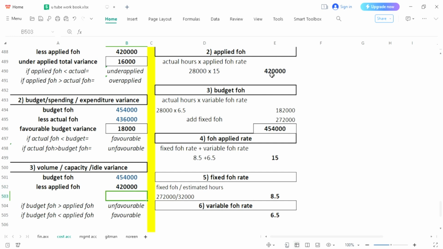It's time to calculate the variance, which is the difference between budget and applied. To calculate the difference, we will subtract applied FH from budget FH. So here we have got the difference, which is the volume variance.